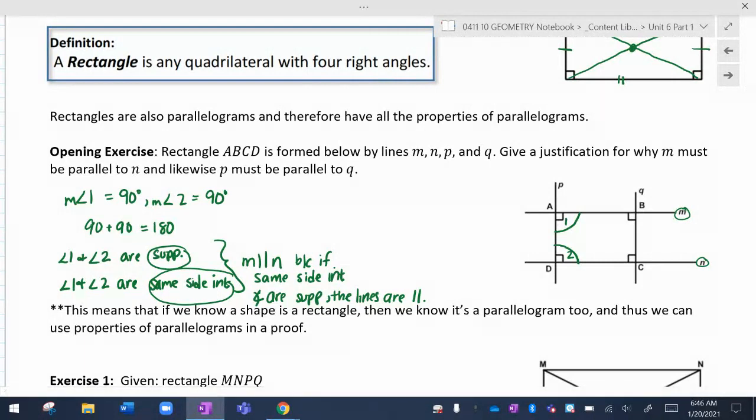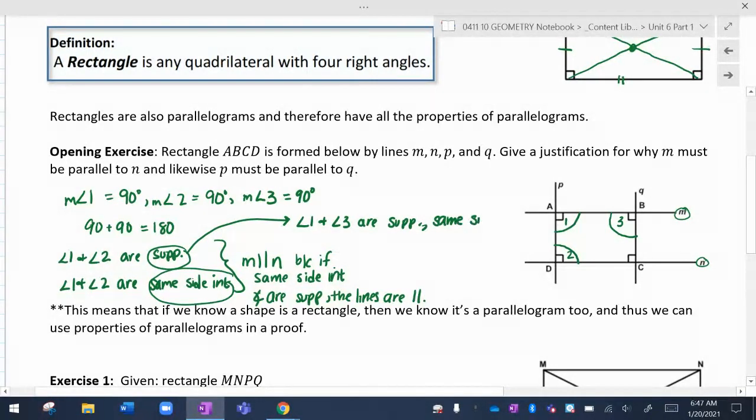Then it says, also show that P has to be parallel to Q. Well, if I kind of turn my head here, I have angle 1 right there. I have angle 3 over here. We can do the exact same thing for 1 and 3. So 1 is 90, 2 is 90, 3 is 90. 1 and 2 are supplementary. Angle 1 and angle 3 are supplementary. And 1 and 3 are same side interiors. Therefore, based on this, P is parallel to Q. No, not P. P is parallel to P because they would be parallel because they have the same slope. But really, I wanted P parallel to Q.